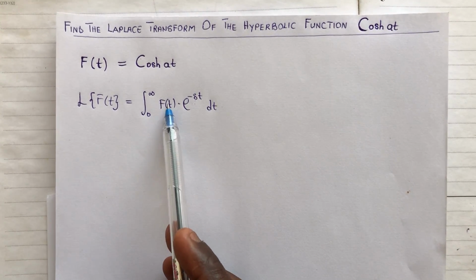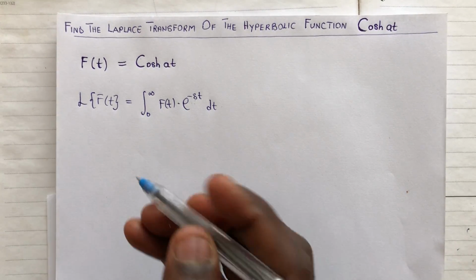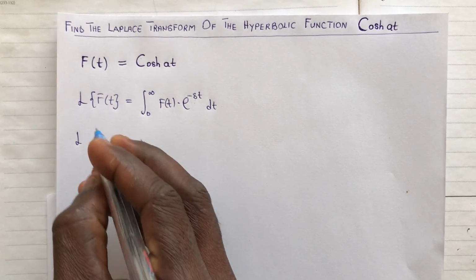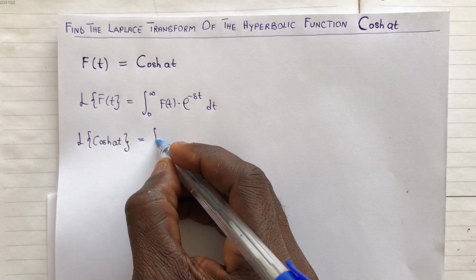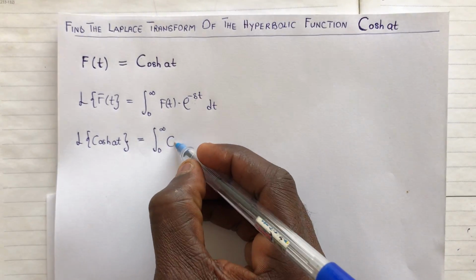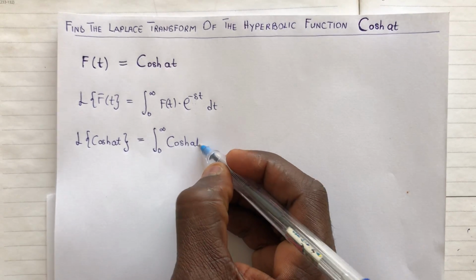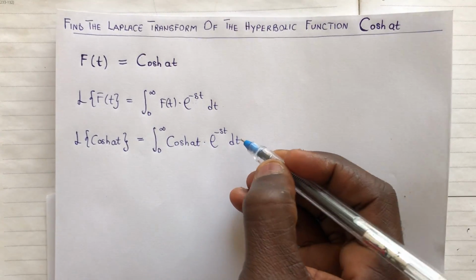We have the function f of t equal to this. So all we need to do is to substitute cosh at here. So we have the Laplace transform of cosh at being equal to the integral from 0 to infinity. We put in our cosh at times our e to the minus st dt.